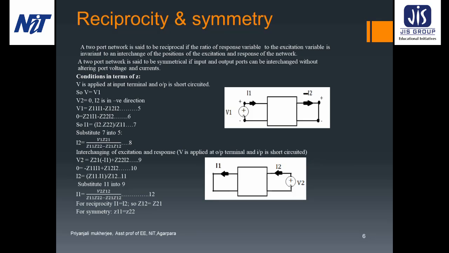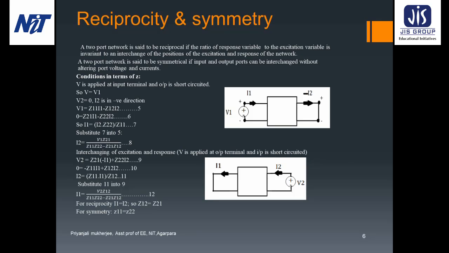So, from these two equations, we can find out that I1 is equal to I2 into Z22 by Z11. Now, we can substitute this value into this equation. So, we can find out the value of I2, that is V1 into Z21 by delta Z, where delta Z is expressed as Z11 into Z22 minus Z21 into Z12.